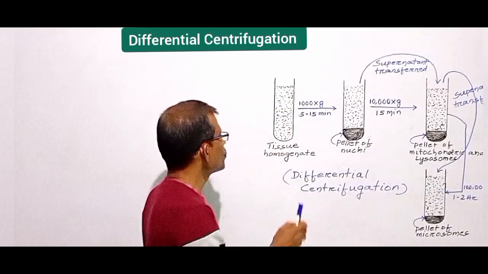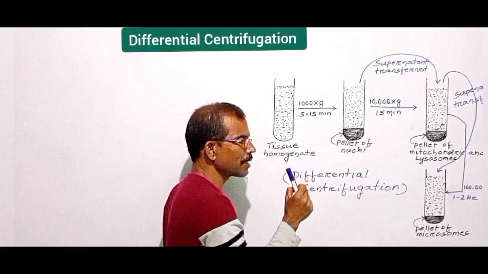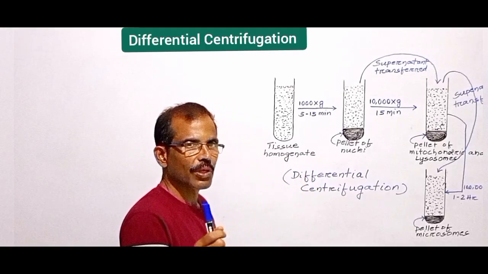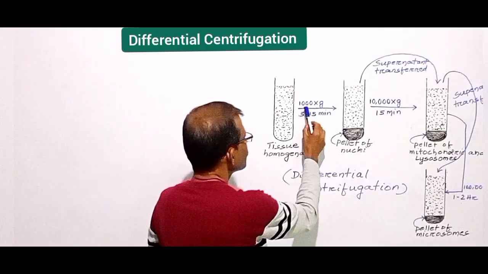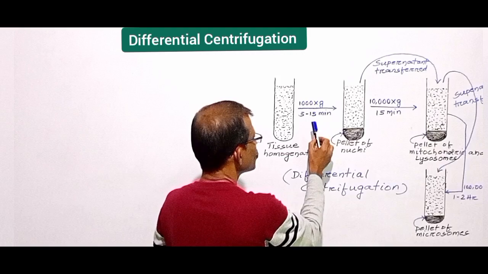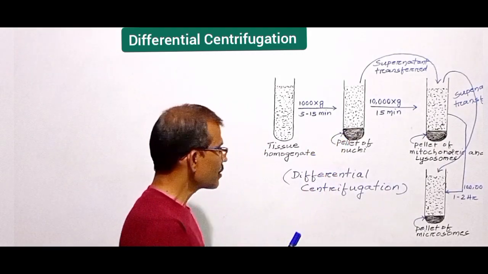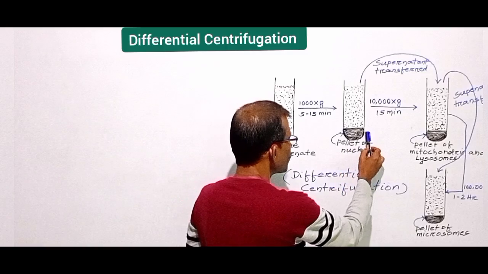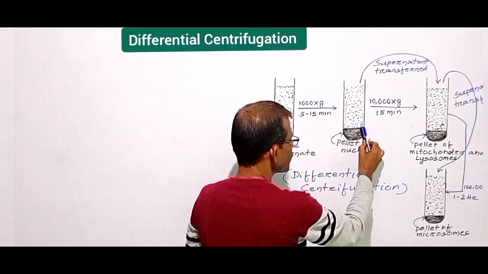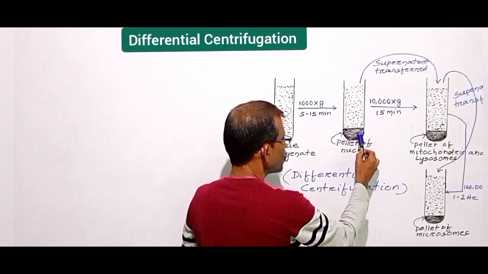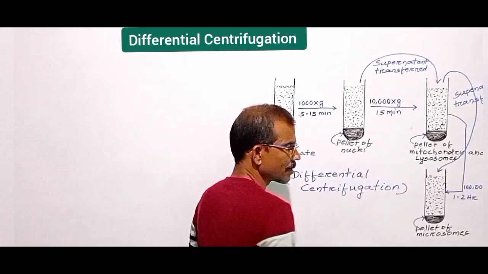In the first round, the tissue homogenate is subjected to centrifugation at a centrifugal field of about 1000 G for 15 minutes. This results in the sedimentation of nuclei and other components at the bottom of the centrifuge tube as a pellet.